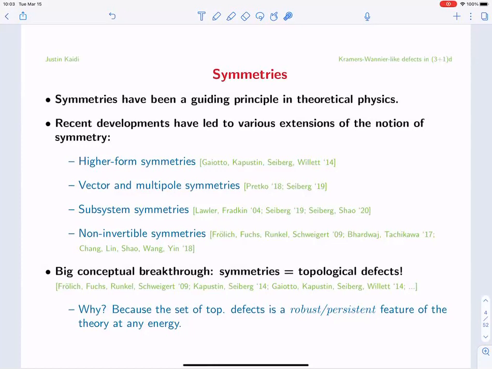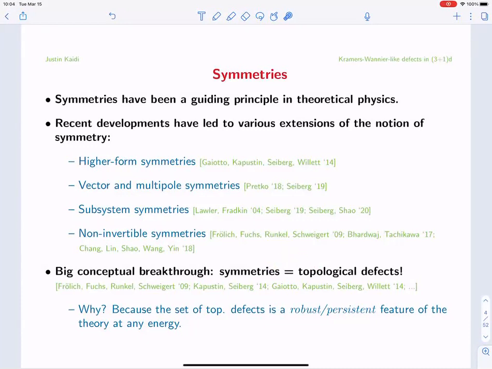The basic reason is that the set of topological defects will prove to be a robust and persistent feature of the theory at any energy, meaning that if you have some set of topological defects in the UV, you expect to have that same set in the IR, and you can use this to constrain the dynamics. So this is a lot like how we use symmetries, and since their uses are very similar, it's useful to just conflate the two.